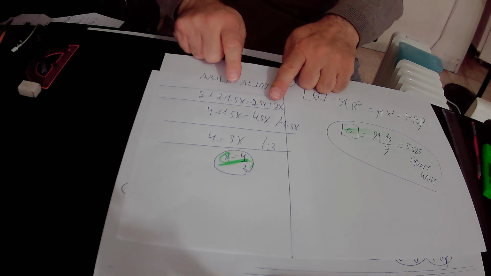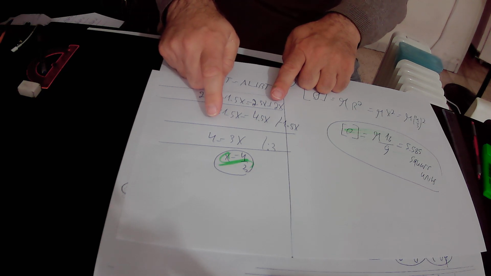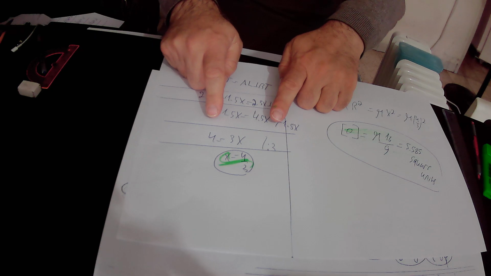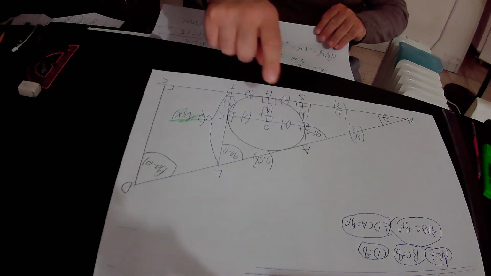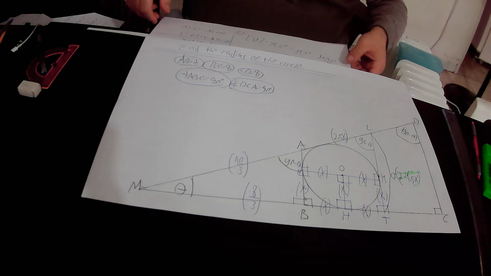So in total we found out that 4 plus 1.5x equals 4.5x. Here we subtracted 1.5x from both sides and found out that 4 equals 4.5x minus 1.5x, which is 3x. So 4 equals 3x. Here we divided this equation by 3 and finally found out that x equals 4 over 3 units. Here, the radius x of this circle equals 4 over 3 units in length.